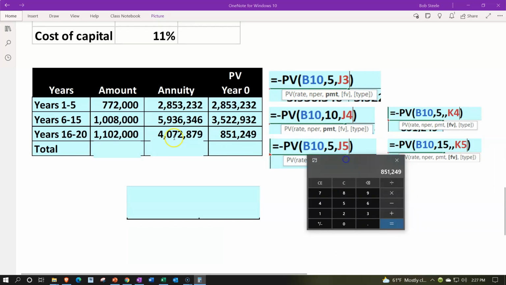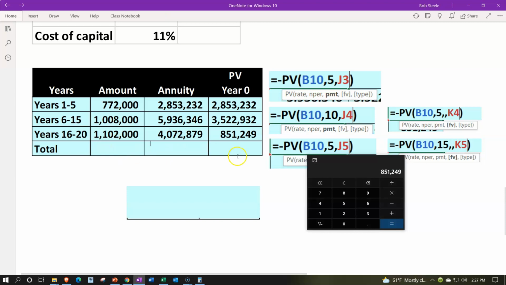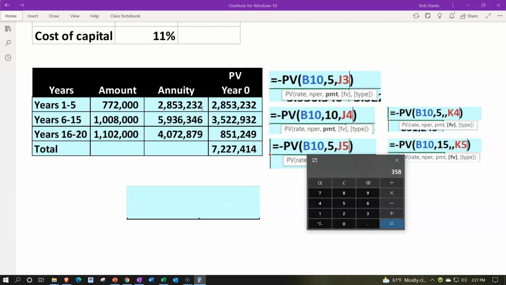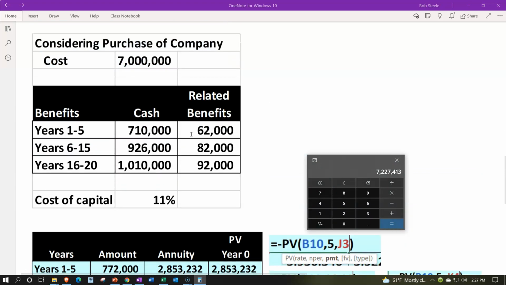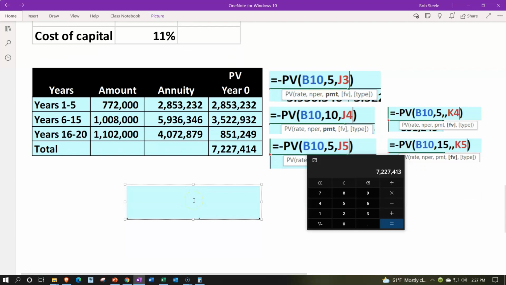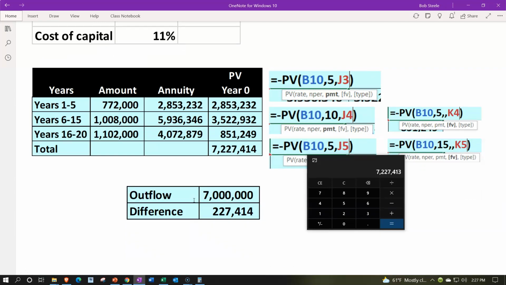And then, of course, if we were to add these up, we get the total over here. We're really looking for this total here. And if I total up the outer column, the 2,853,232 plus the 3,522,932 plus the 851,249 is going to give us the 7,227,414 about, which matches our total here. So the two methods get us to the same answer.